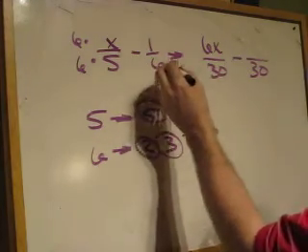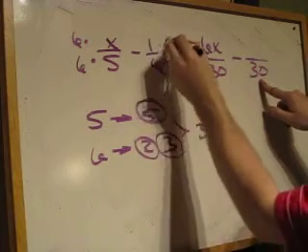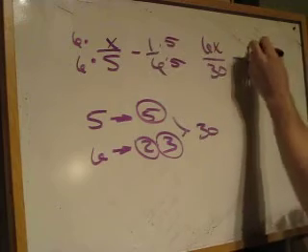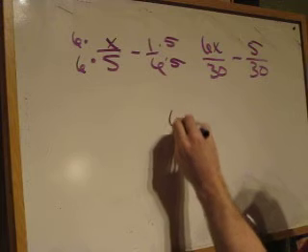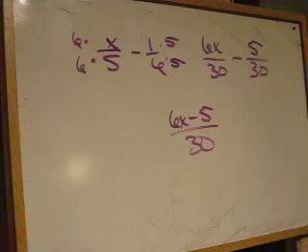We don't, we're just going to show what we would do if we knew. And we multiplied 6 here times what to get 30? 5. And the top number times 5. So 6 times 5 is 30, 1 times 5 is 5. So at this point we have 6x minus 5 all over 30.